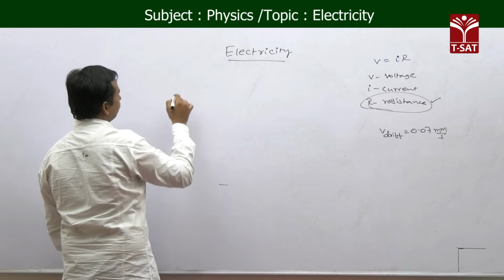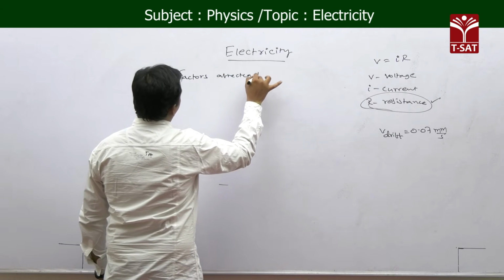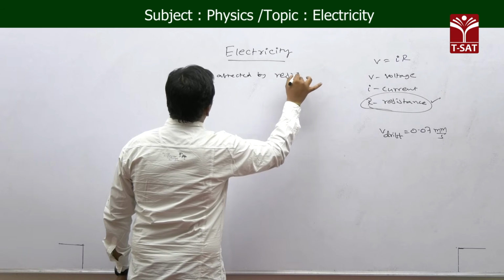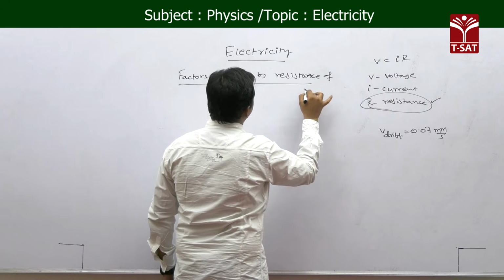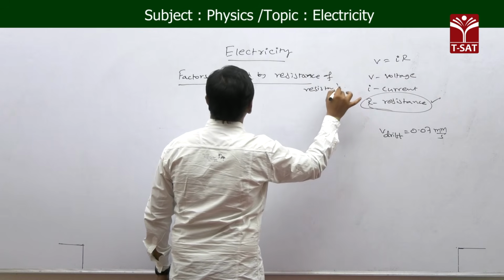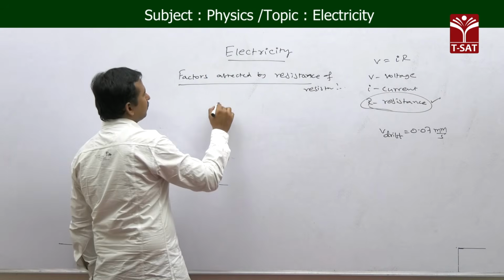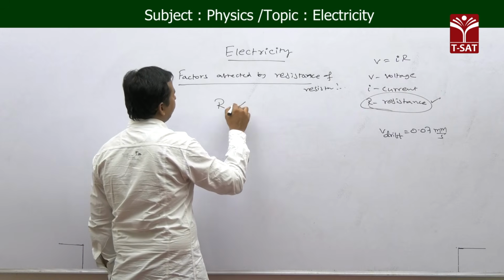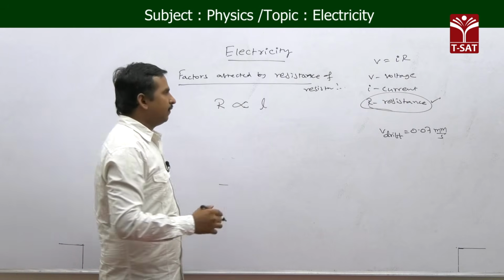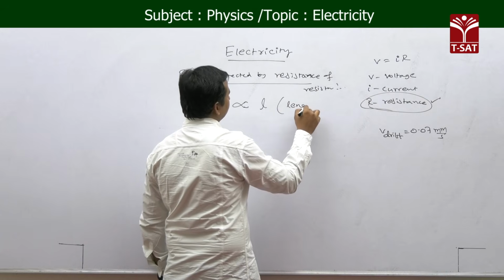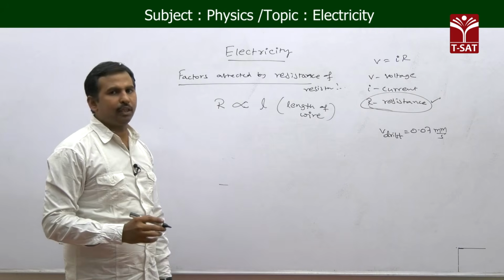Factors affecting the resistance of a resistor. Okay. The first important one is the length. The resistance offered by the conducting wire is directly proportional to the length you are taking, that is, proportional to L, where L means the length of the wire.